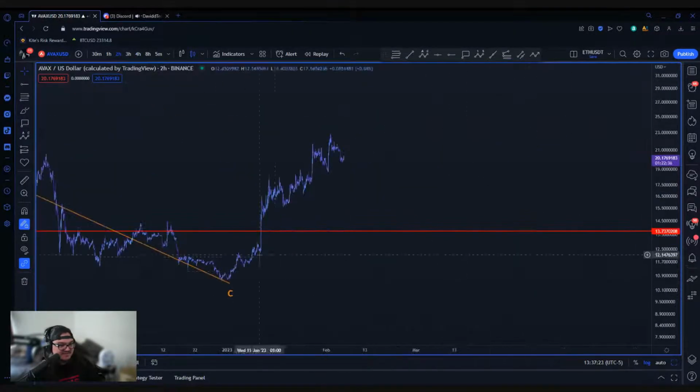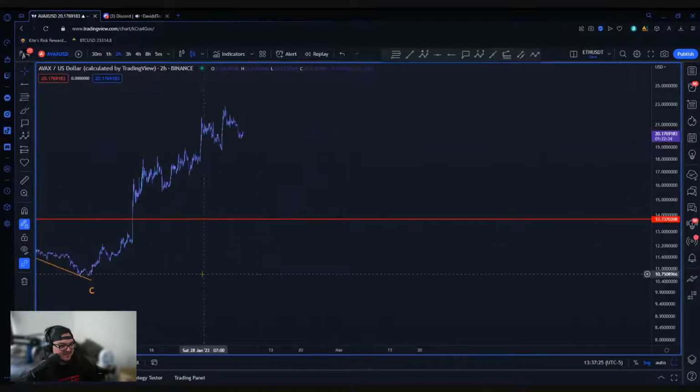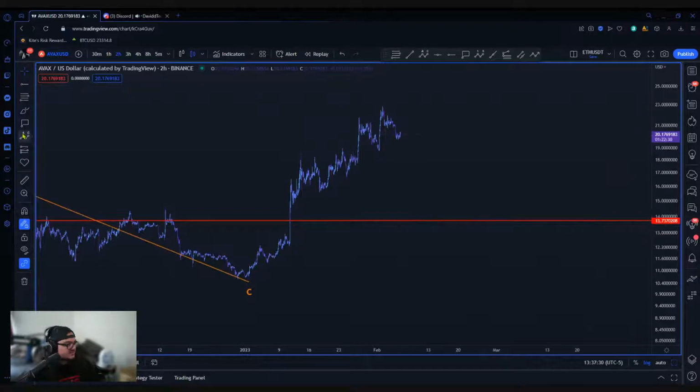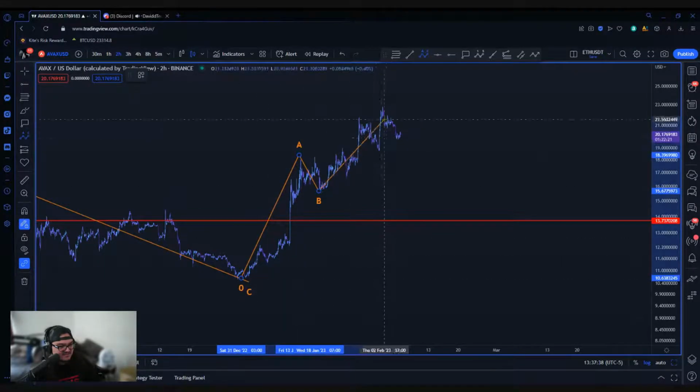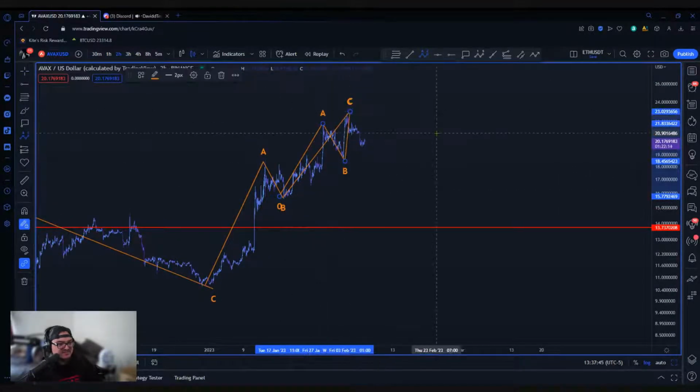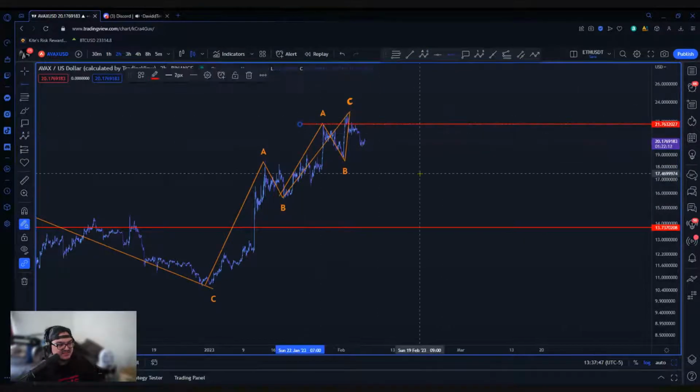Keeping that in mind, and focusing on what's going on now, I think what could be happening is something like this. Let's see, A, B. Yeah, I'm going to go with A, B, C here. That's going to be my main structure. We do have an ABC within the C. Like I said, tread lightly when it comes to these.